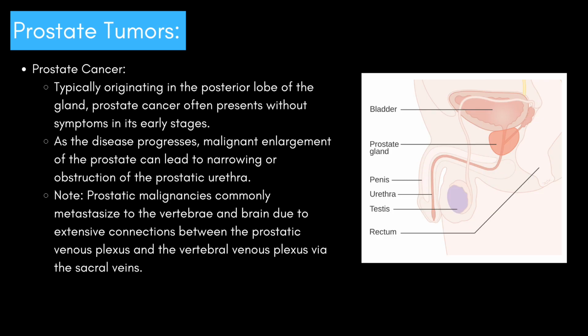Let's next take a look at prostate tumors. Prostate cancer. Typically originating in the posterior lobe of the gland, prostate cancer often presents without symptoms in its early stages. As the disease progresses, malignant enlargement of the prostate can lead to narrowing or obstruction of the prostatic urethra. Note: prostatic malignancies commonly metastasize to the vertebrae and brain due to extensive connections between the prostatic venous plexus and the vertebral venous plexus via the sacral veins.